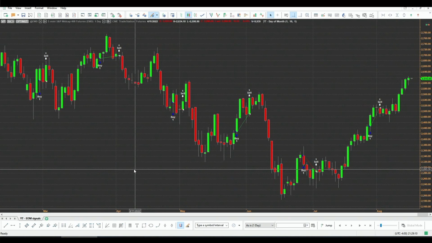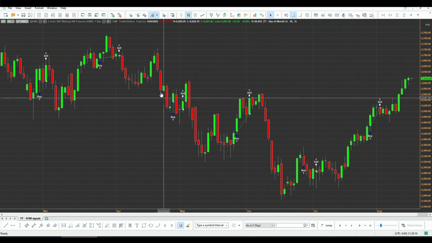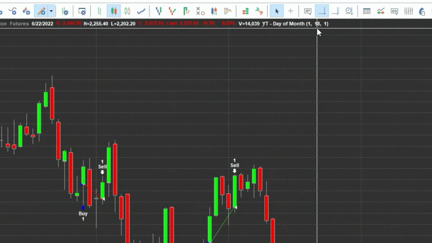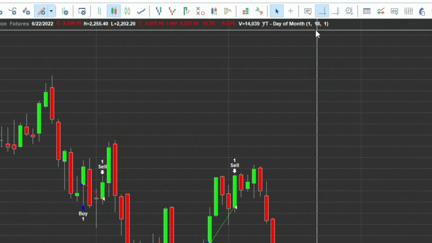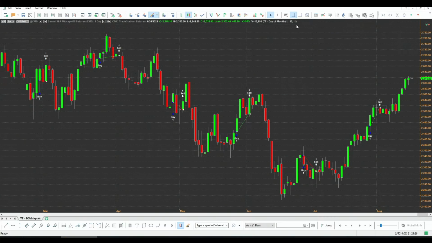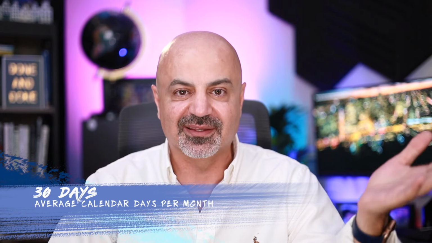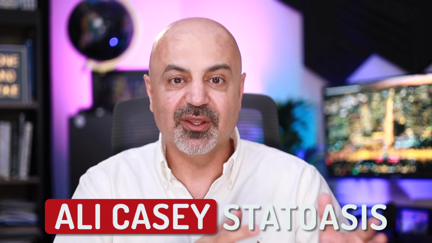So in this chart, I loaded the futures of the S&P 400 mid-cap, and we can see the trades happening every day. So here I am trading the 18th to the 1st. That means we enter on the 18th trading day and exit on the 1st trading day. This is an important distinction because the trading day of the month is not the calendar day of the month. Every month has on average 30 calendar days, but only 22 trading days. So when you are writing your program, you need to take care of that.